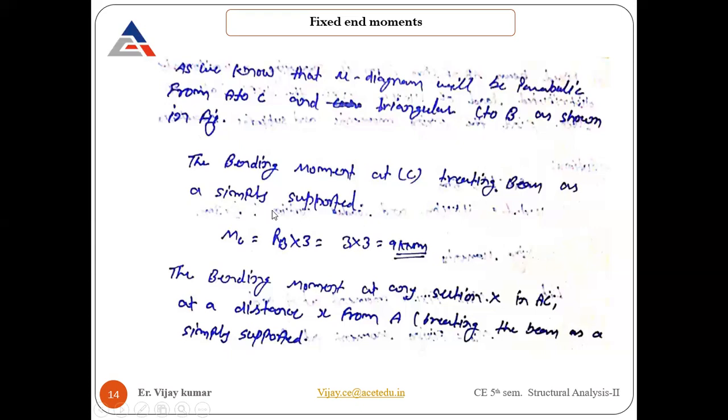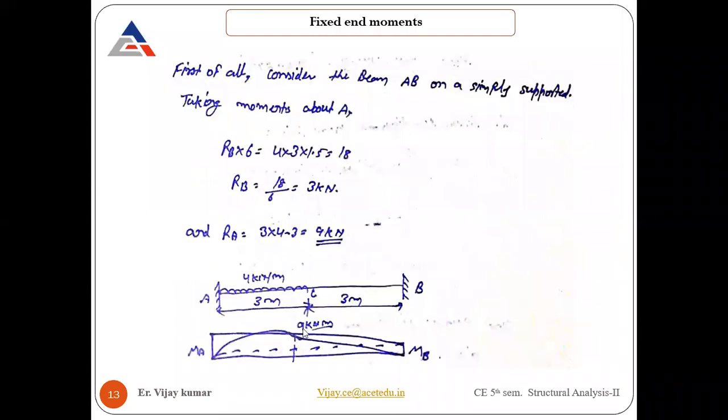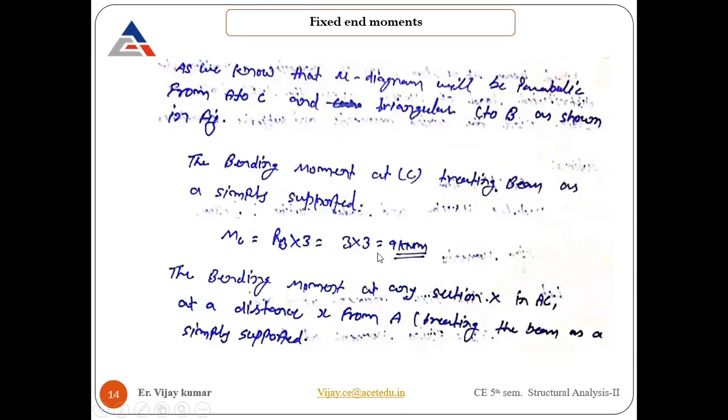The bending moment we are going to calculate at point C, considering the beam as simply supported, can be calculated from either side. Always go with the simpler side. So here we have a loading. You can go with this side. We know the value of RB here. RB into X, meaning RB into the distance where we need to take the moment, that is point C. 3 into 3, that is 9 kilonewton meter. This is the moment which comes out at point C.